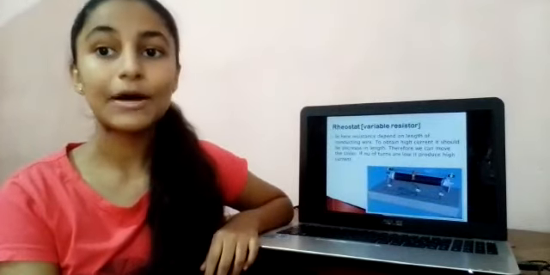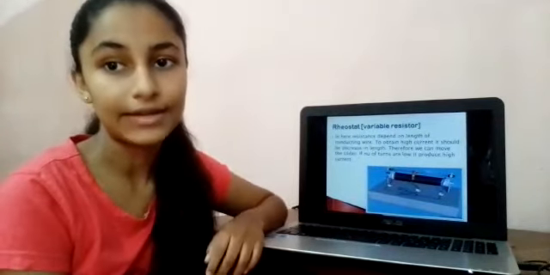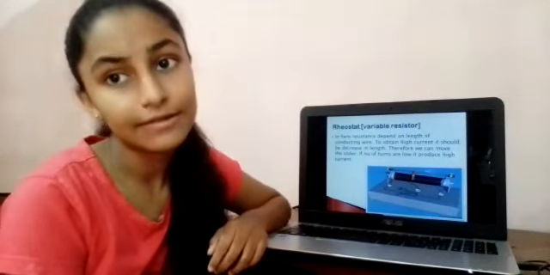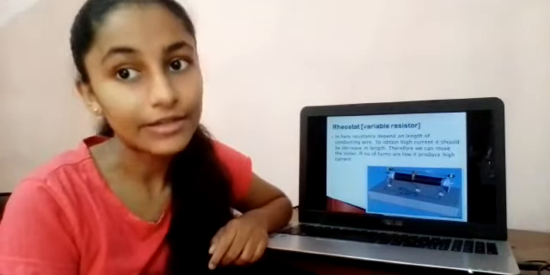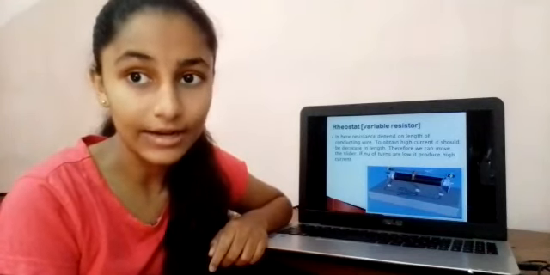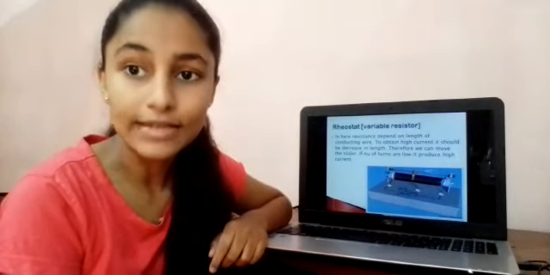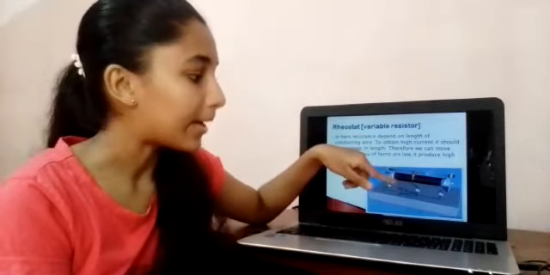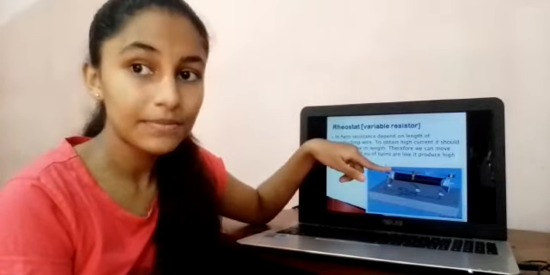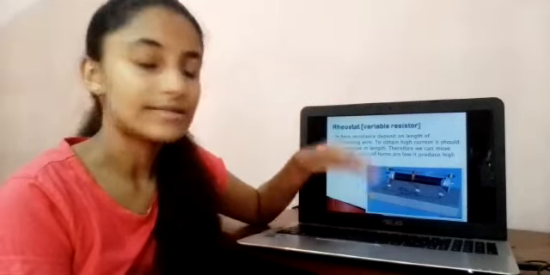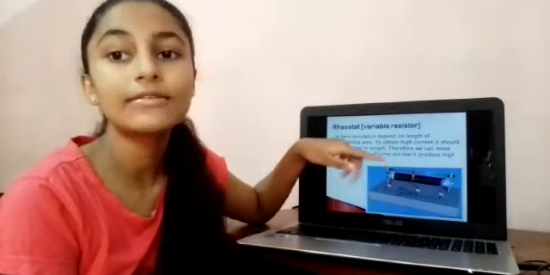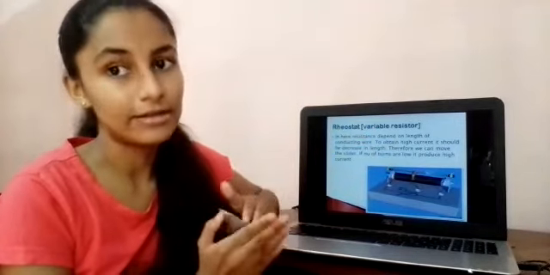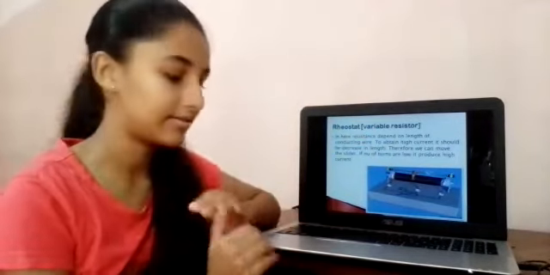Now I'm going to talk about the rheostat. A rheostat is a variable resistor. In a rheostat, resistance is directly dependent on the length of the conducting wire. To obtain high current, the length should be decreased. To decrease the length, we can move the slide. If the number of turns is low, we can produce high current. The reason is that when the number of turns is low, resistance is also low. If resistance is low, it helps to produce high current.